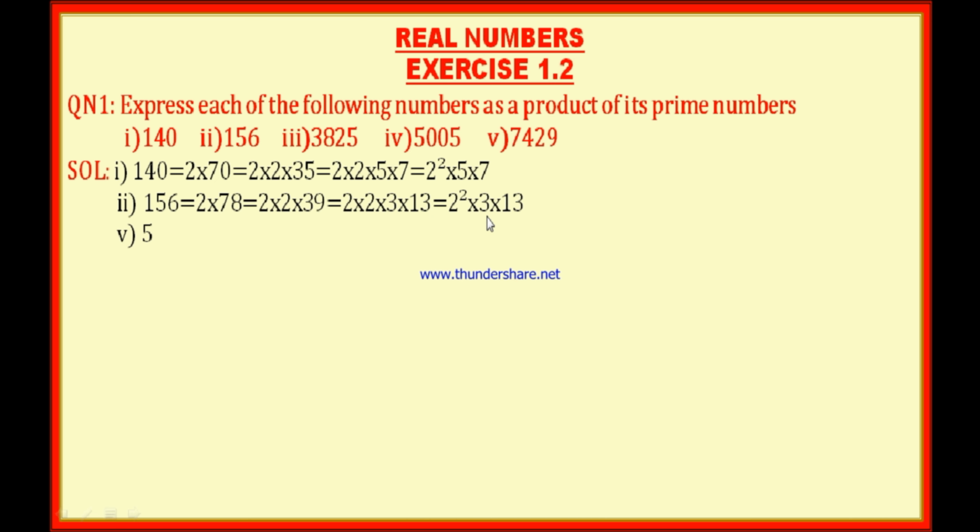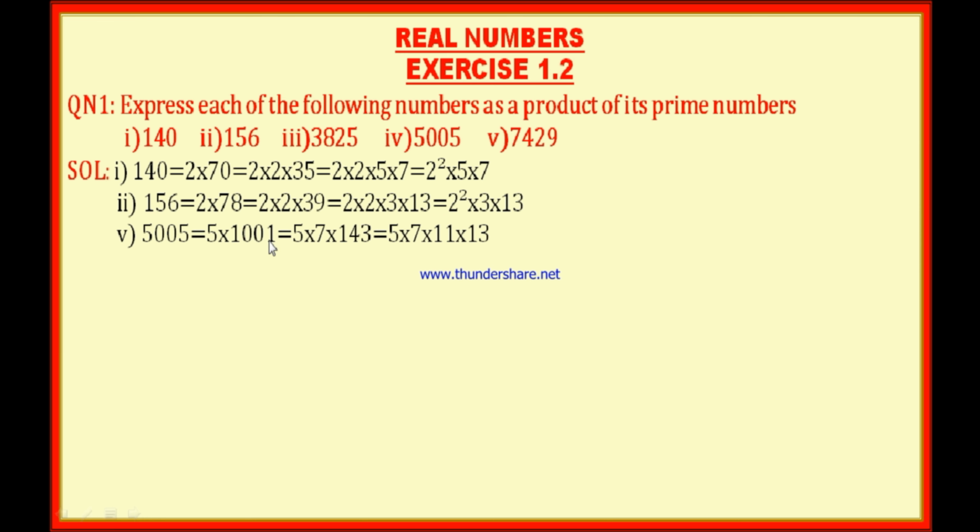And another bit. Let us solve fourth bit now. 5005. Since the units place is not an even number, it is not divisible by 2. If we add the digits, you will get 10, which is also not divisible by 3. Since you can find 5 in the units place, it is divisible by 5, we know. Therefore, this is 5 into 1001.